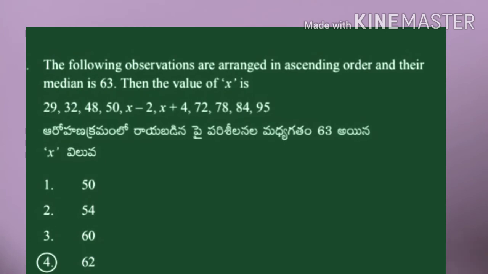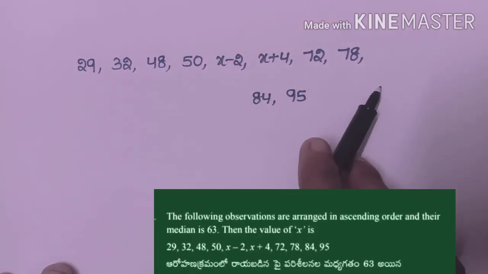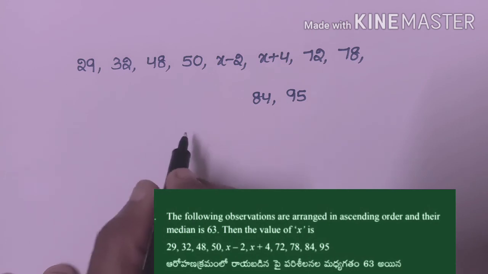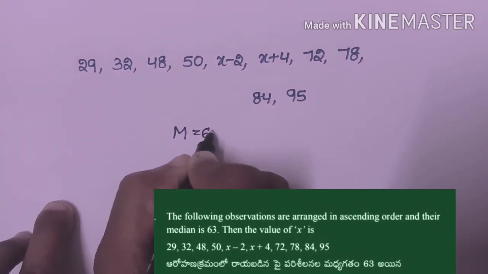The following observations are arranged in ascending order and their median is 63, then the value of x is equal to. The given observations are 29, 32, 48, 50, x minus 2, x plus 4, 72, 78, 84, 95. And the options are 50, 54, 60, 62. So the given question says the observations are arranged in ascending order, and the median m is equal to 63. Now what is the value of x?